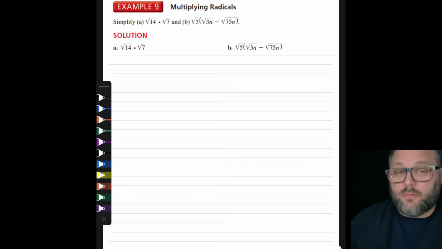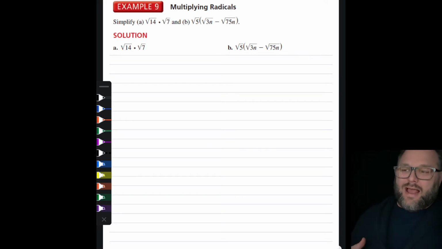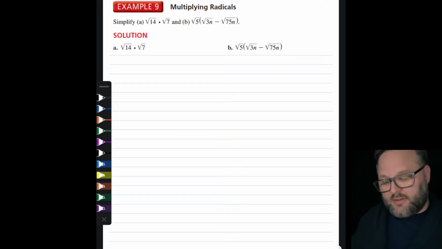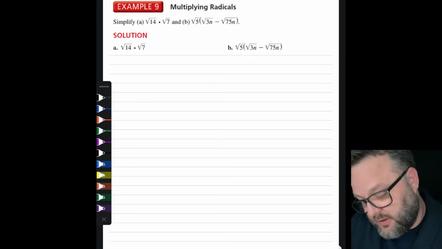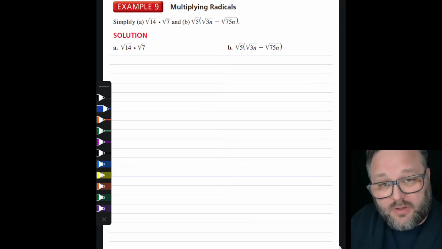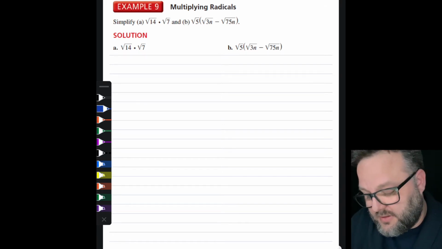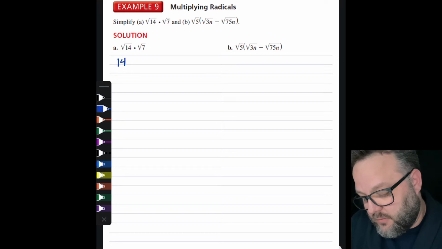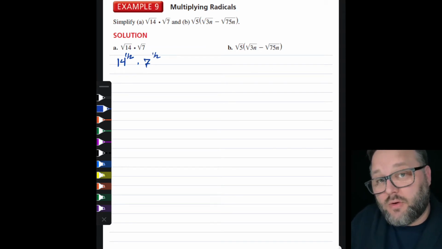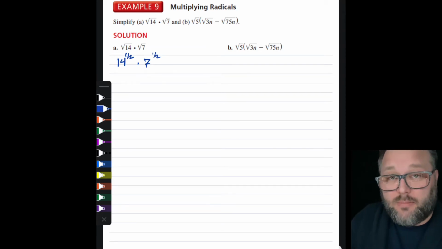So we've got to remember that in order to add exponents, which can include radicals as a fraction, we have to have the same base. We could look at this and think maybe I have to do something with the 14 and the 7, but I'd have to rewrite this as 14 to the one half times 7 to the one half. It's not going to work. I'm not going to be able to do anything with those exponents because my bases are not the same.